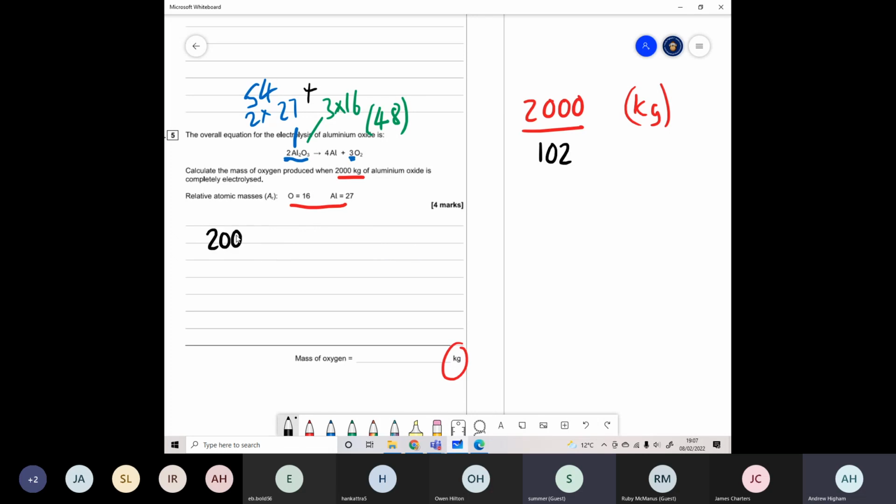So the aluminium oxide, 2,000 over 102 would give us 19.608. We need to adjust for the molar ratios, so we need to times that by 1.5 to get the moles of oxygen. The moles of oxygen were therefore 29.41. Now we're going to times it by the MR of oxygen. So the MR of oxygen is 32. We know it's 32 because it's the 2 lots of the oxygen atoms, 16.